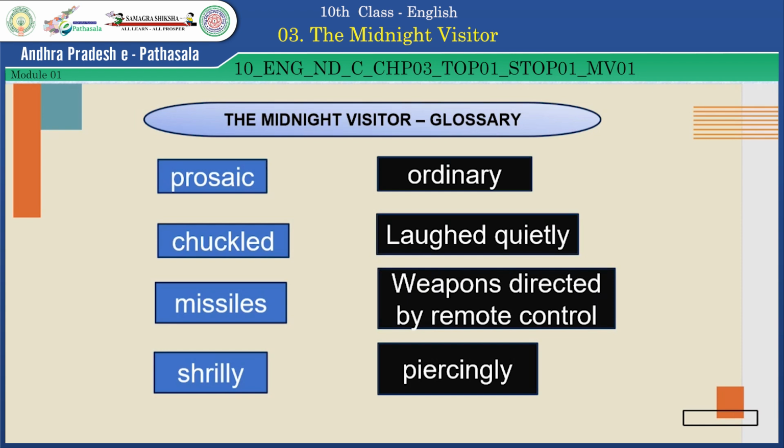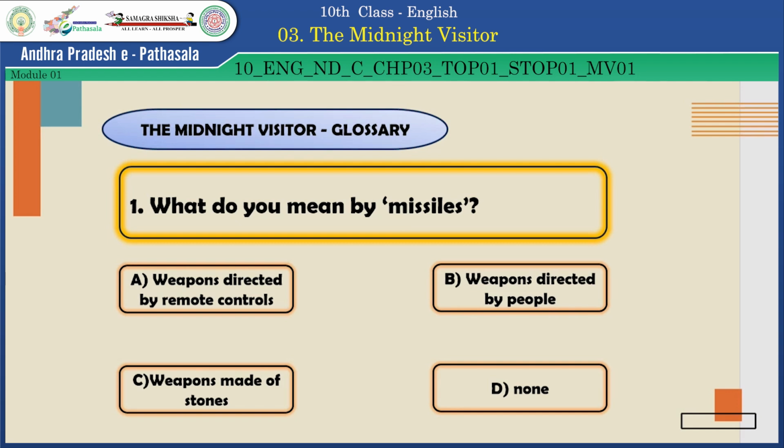Children, here are some questions for you. First question: what do you mean by missiles? Options: A. Weapons detected by remote controls. B. Weapons detected by people. C. Weapons made of stones. D. None. The correct answer is A. Weapons detected by remote controls.